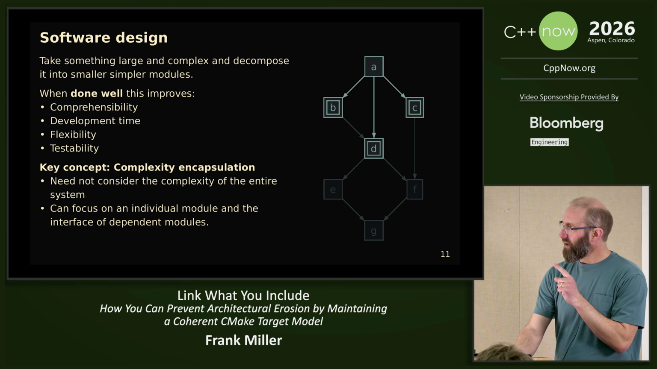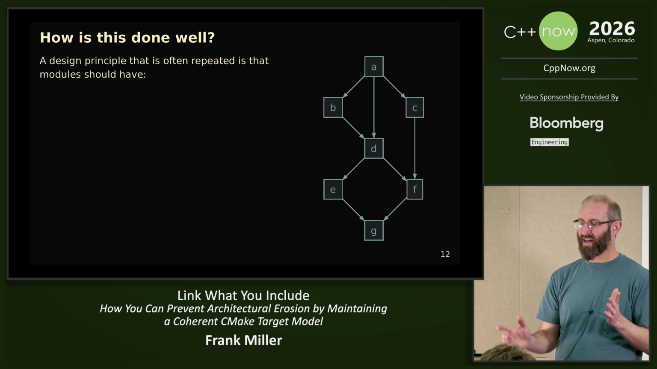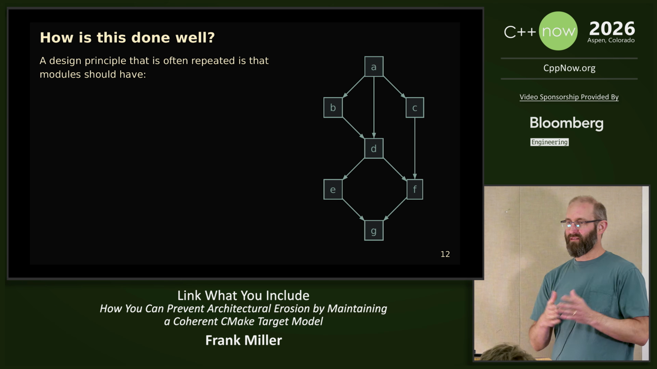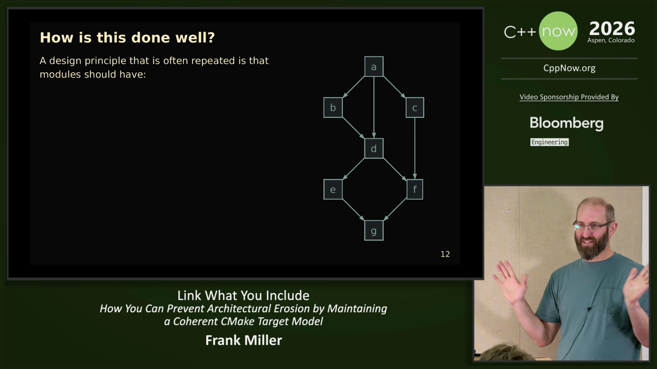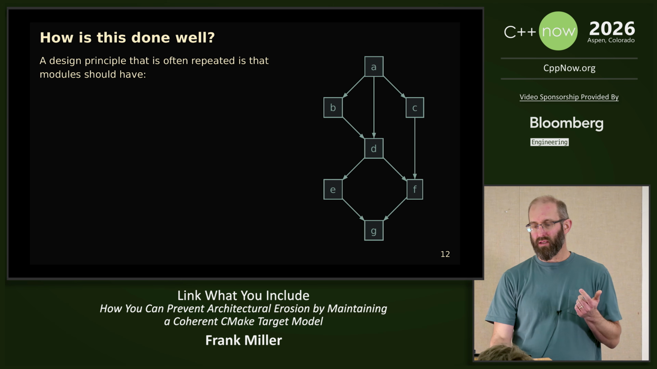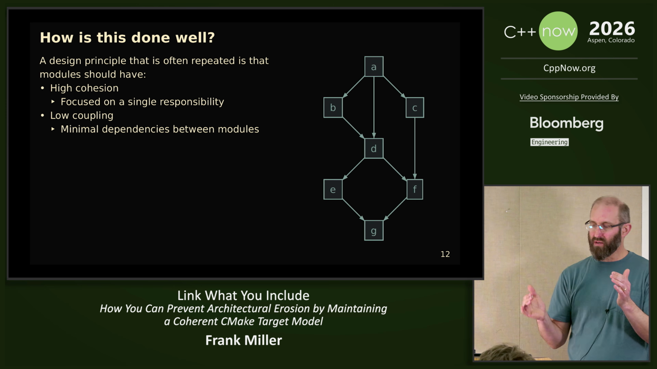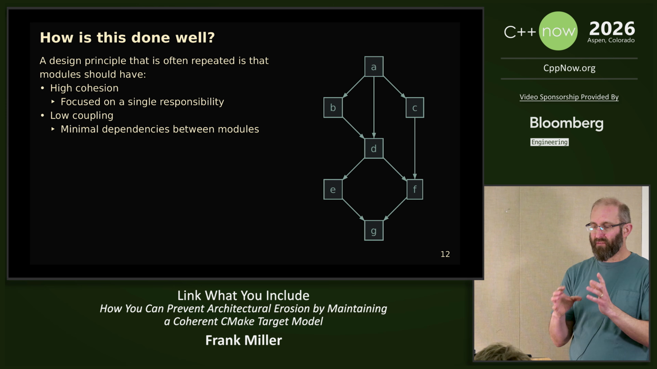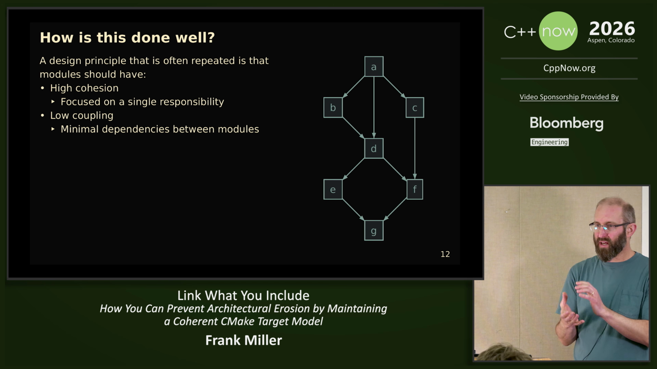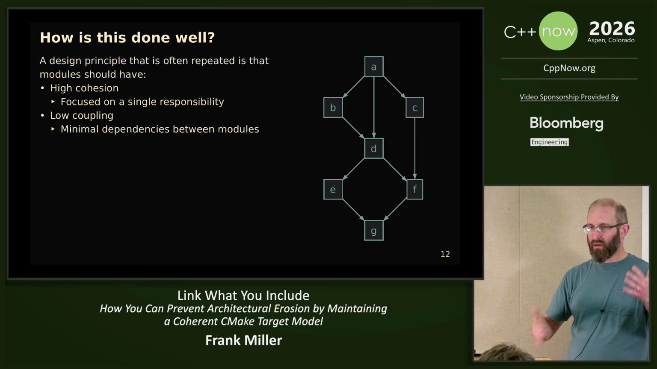But notice I said when this is done well, we get all these qualities. So what does that mean? How is this done well? Well, we've been thinking about this for a long time. This is not new stuff. And a design principle that's often repeated is that modules should have high cohesion and low coupling. High cohesion is when the code in the module is focused on a single responsibility. It does one thing and it does it well. And low coupling means that there's minimal dependencies between all the modules.